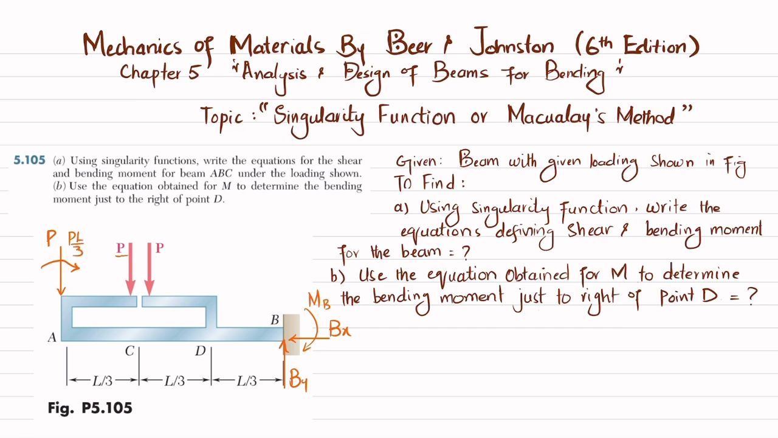And similarly, if you move this point load to point D, there will be a perpendicular distance from P to D, which is L by 3, and this is producing a counterclockwise moment. So this PL over 3 will be counterclockwise. So again, I can write this counterclockwise moment, and you can see this will also be equal to PL divided by 3.